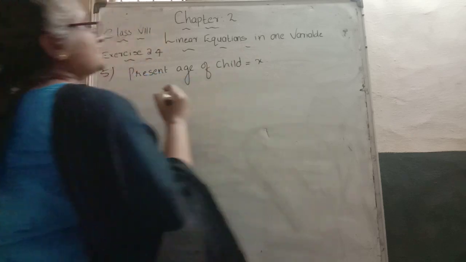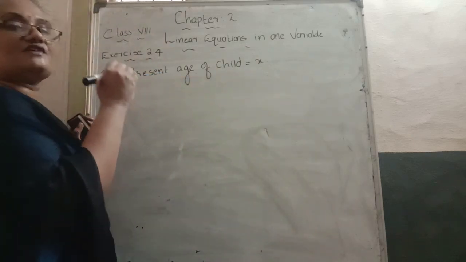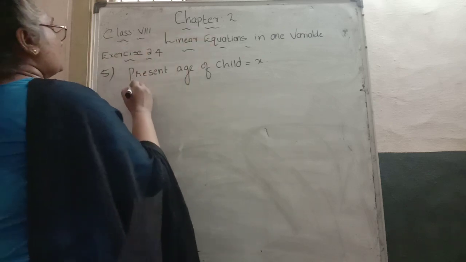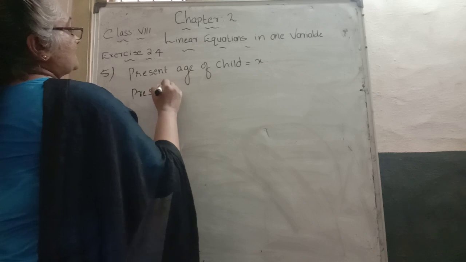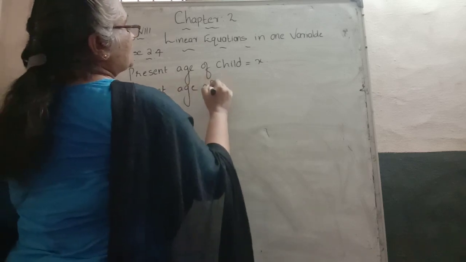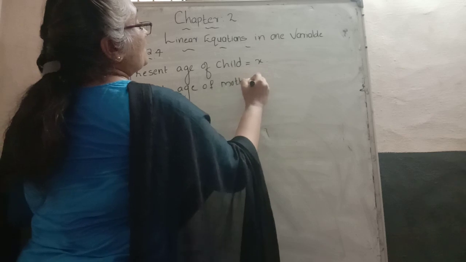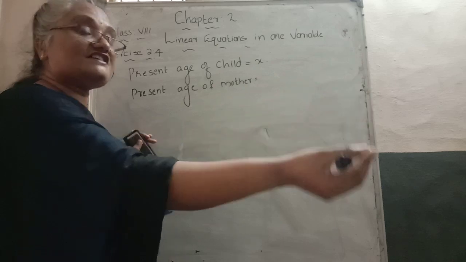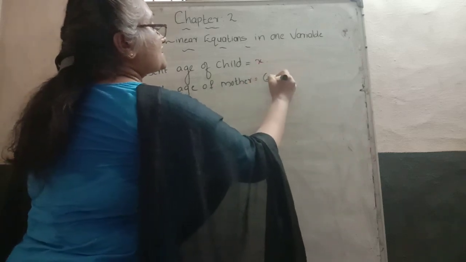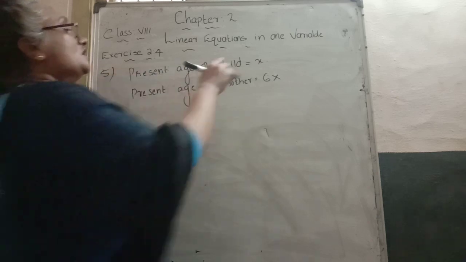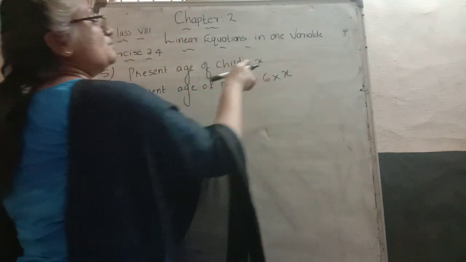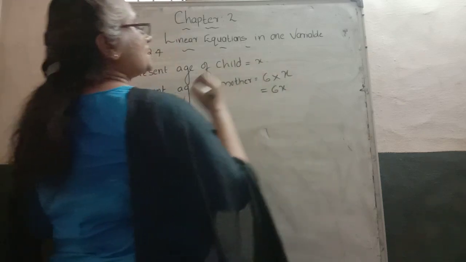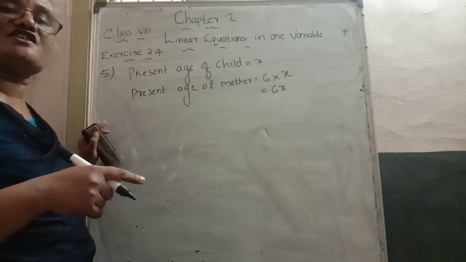So we consider the present age of the child as an unknown value. We consider an alphabet, any alphabet. I consider the alphabet X. Then the present age of the mother, we don't know, but they gave the present age of the mother as 6 times the child's. The word times represents multiplication into the child's age, or Shobo's present age, which is how much? X. So 6 into X becomes 6x, the present age of the mother.